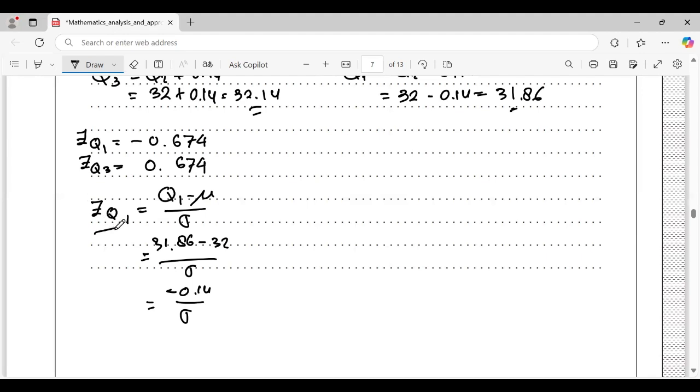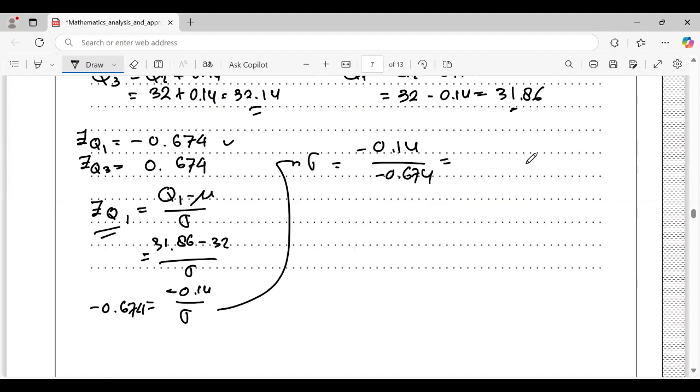And this result, according to this information, is minus 0.674. So we can calculate sigma equals minus 0.14 divided by minus 0.674. By my calculator, it is 0.207 millimeters.